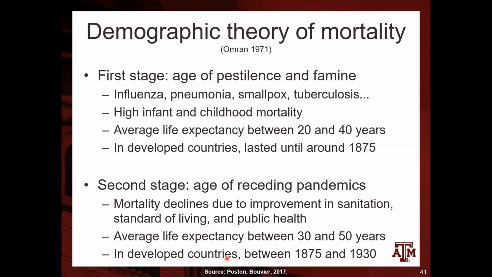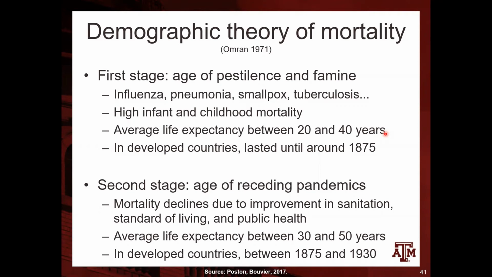So you have a first stage, the age of pestilence and famine. A lot of people dying because of influenza, pneumonia, smallpox, tuberculosis, and really high infant mortality rates. So really a lot of babies dying before reaching 1 year of age. And overall, really high childhood mortality, of those dying before reaching 15 years of age. And the average life expectancy was only between 20 and 40 years. So someone with 40 years of age was already considered really old in those societies.